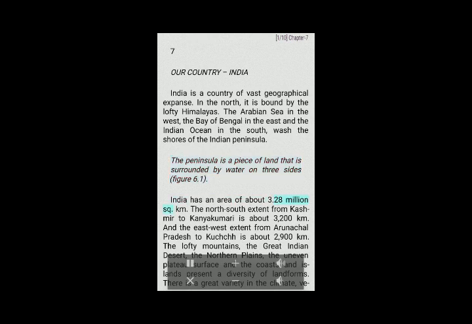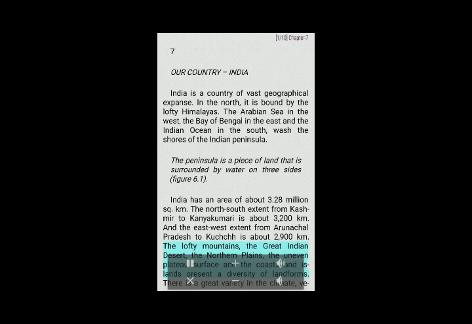India has an area of about 3.28 million square km. The north-south extent from Kashmir to Kanyakumari is about 3,200 kilometers. And the east-west extent from Arunachal Pradesh to Kutch is about 2,900 kilometers.